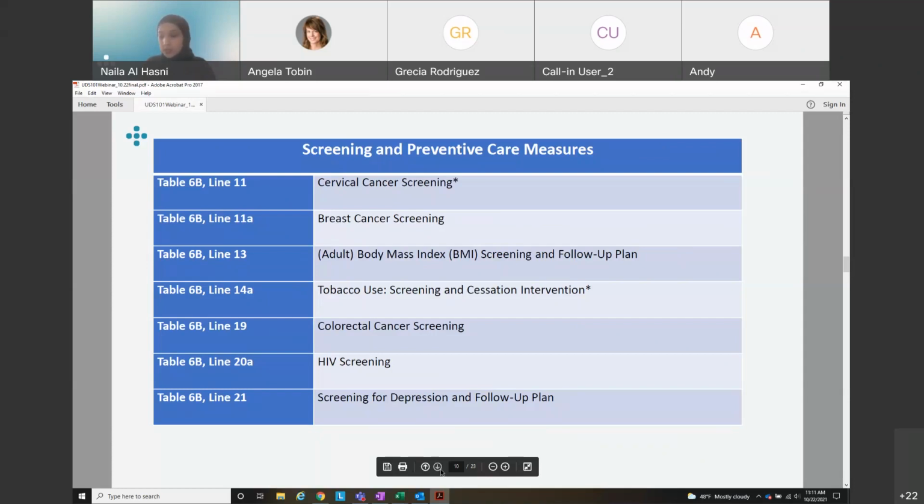I also just wanted to point out that breast cancer screening and HIV screening were new measures in 2020. HIV screening looks at the percentage of patients 15 through 65 who are tested for HIV within that age range, and breast cancer screening looked at the percentage of women 51 through 73 who had a mammogram to screen for breast cancer. Next slide, please.